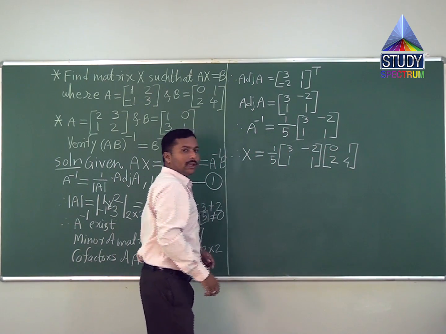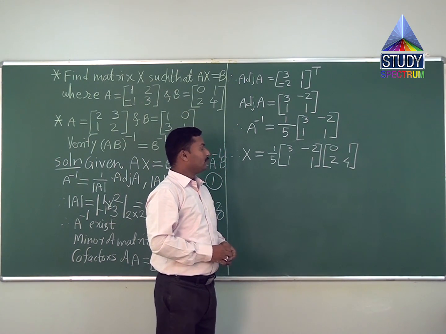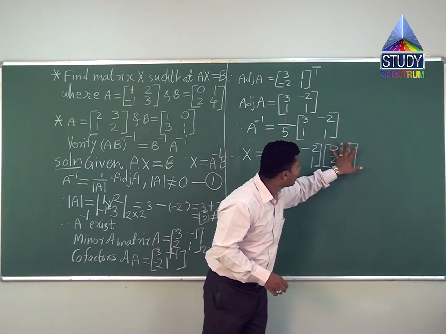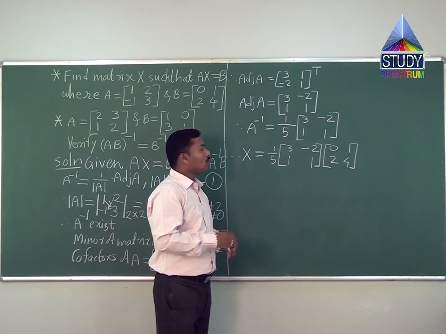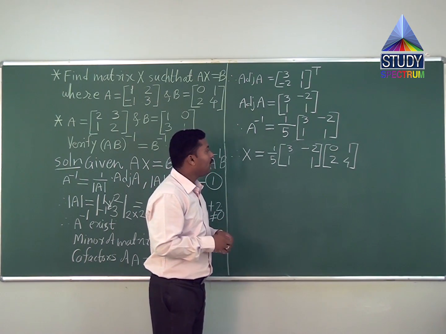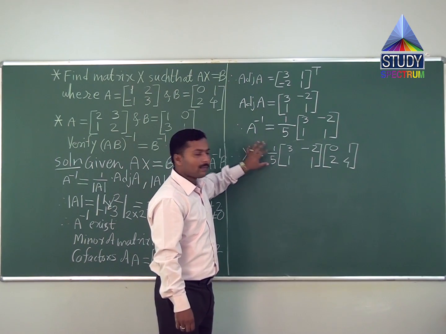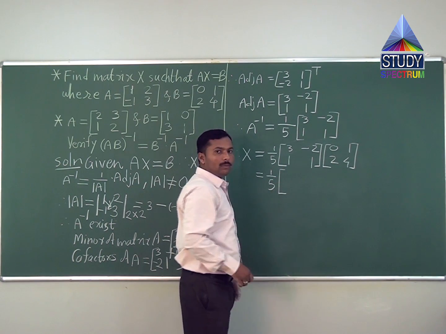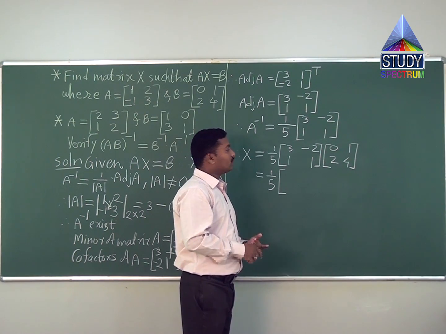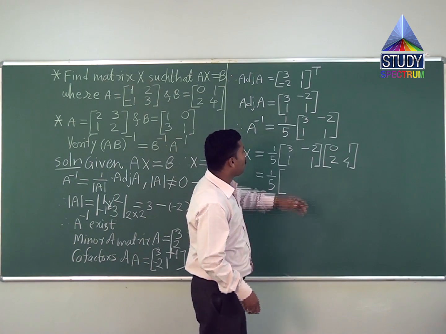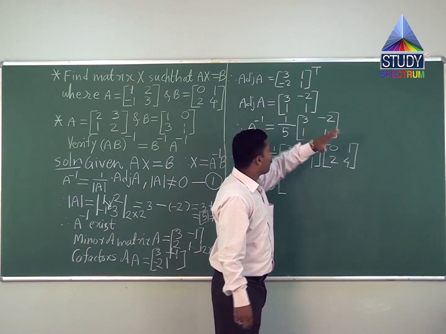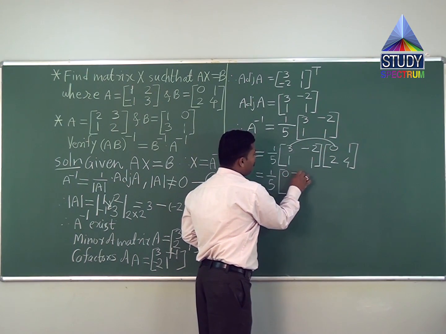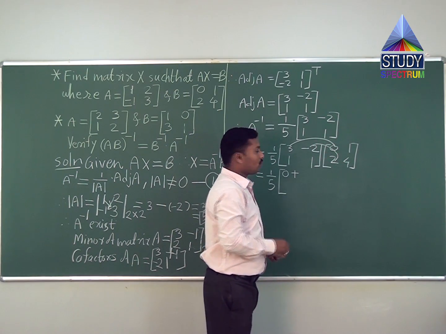So what is the multiplication of two matrices? Sometimes some students multiply this matrix by this number first and then multiply with this matrix. This is also correct, but complications will arise, so to avoid complications, keep this number as it is and multiply it lastly. So equal to 1 upon 5. How is the multiplication done? Sum of multiplications of rows and columns, place to place. So first row, first column, and first row, second column. Place to place means 3 into 0, 0, plus minus 2 into 2, minus 4.